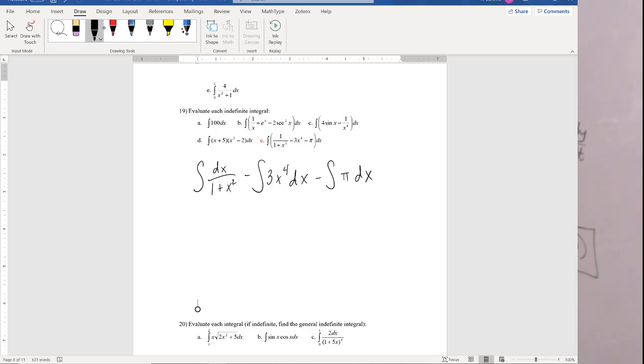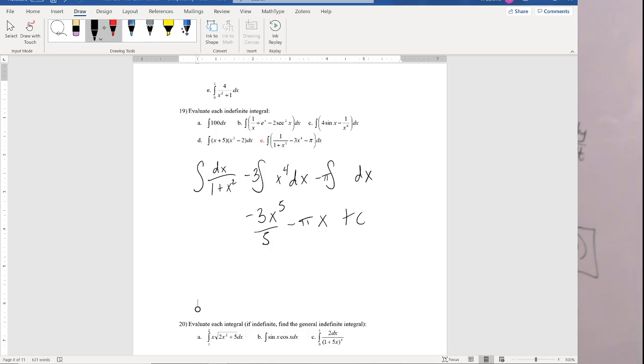The biggest difference is that when you have bounds, you plug them in, and there is no plus c. If you do not have bounds, then you should have a plus c. And you should know the difference between those two. The second two are really easy. This one right here, that 3 doesn't really matter. We could just pull it out in front. And then x to the 4th, we add 1 to the power, divide by the new number. And this third one, that pi can be thrown out in front. And hopefully you remember the integral of dx is just x. I'm going to go ahead and slap on my plus c so I don't forget it.